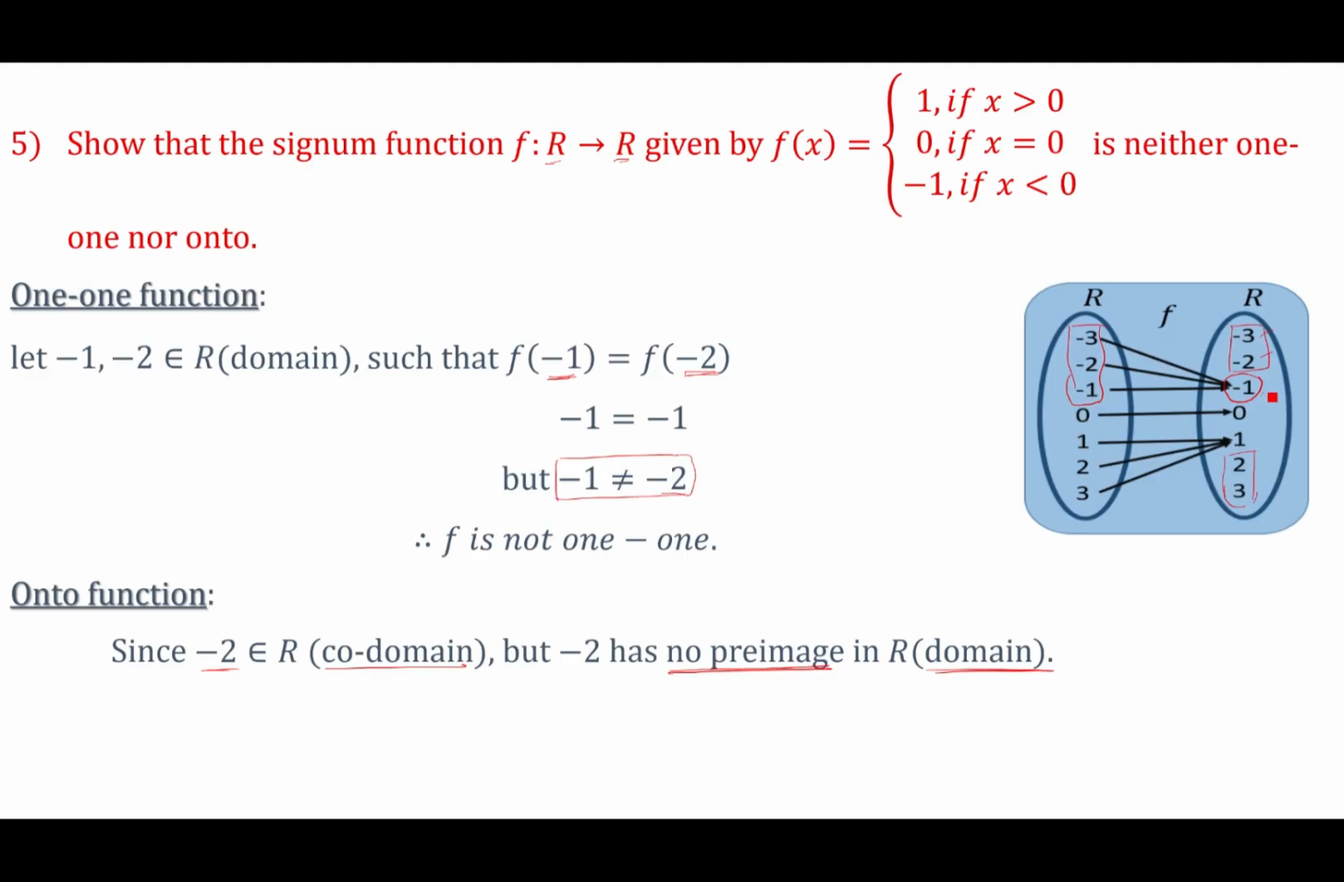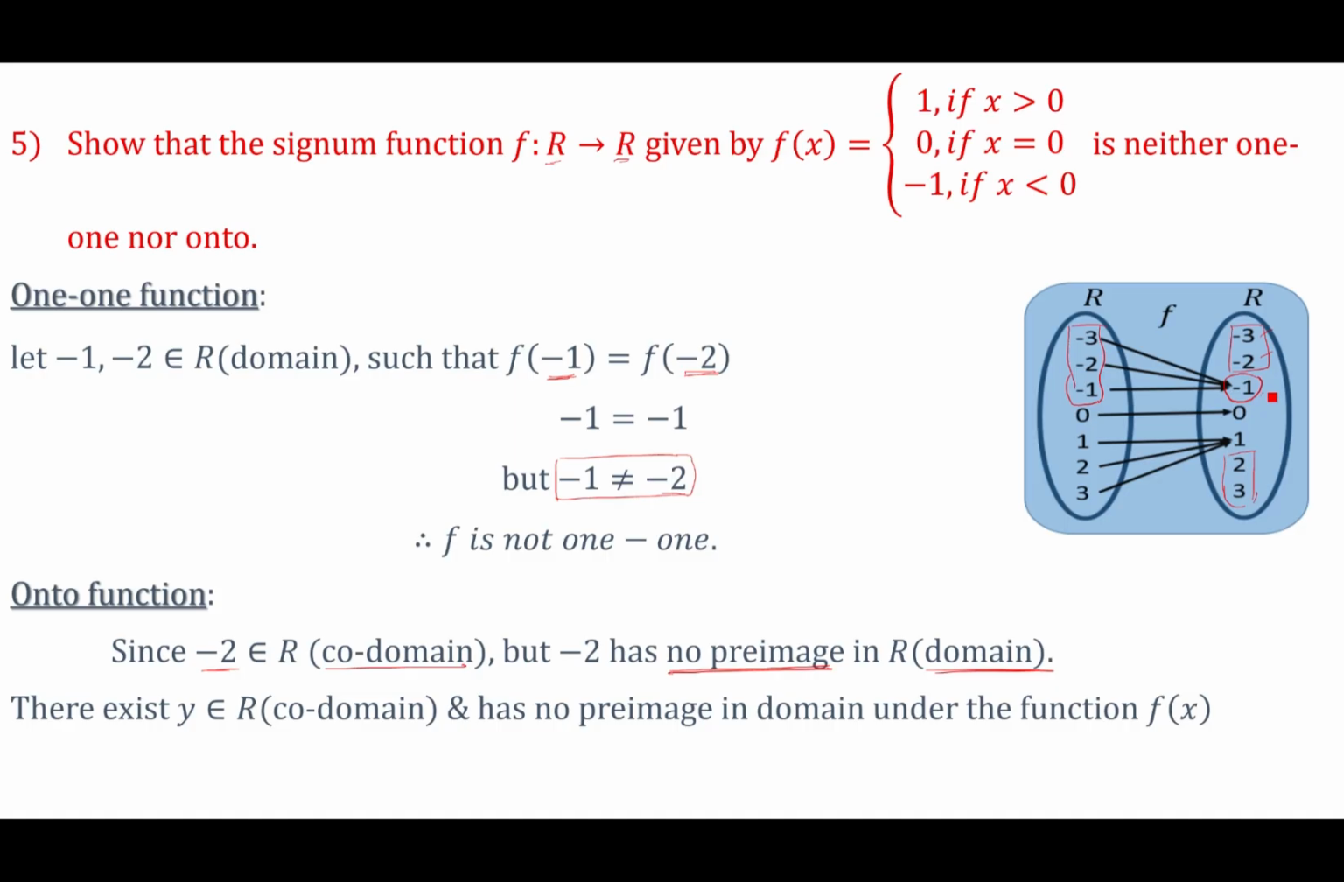You can write a general statement instead of this one. There exists y belonging to the codomain that has no pre-image in its domain under the function f of x. Therefore, the given function is not onto.